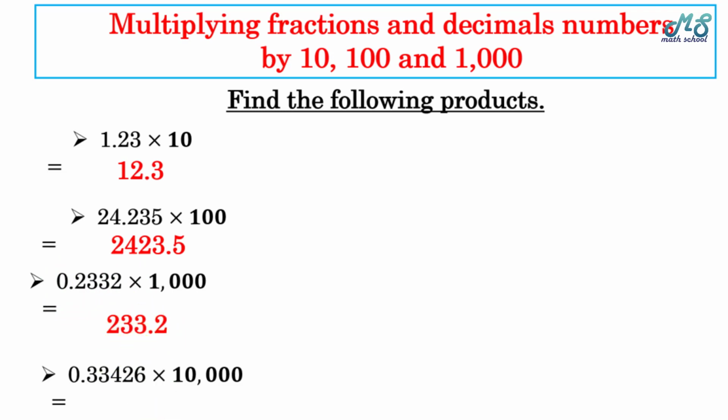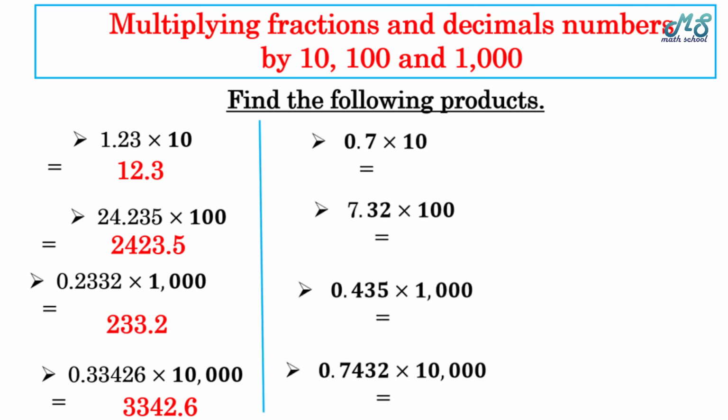233.2. Next, in the same way, to multiply by 10,000, just move the decimal point to the right 3 digits or 3 decimal places. We will get 3342.6. Next, 0.7 times 10. Now move the decimal point just one digit to the right. It will be just 7. It's a whole number.